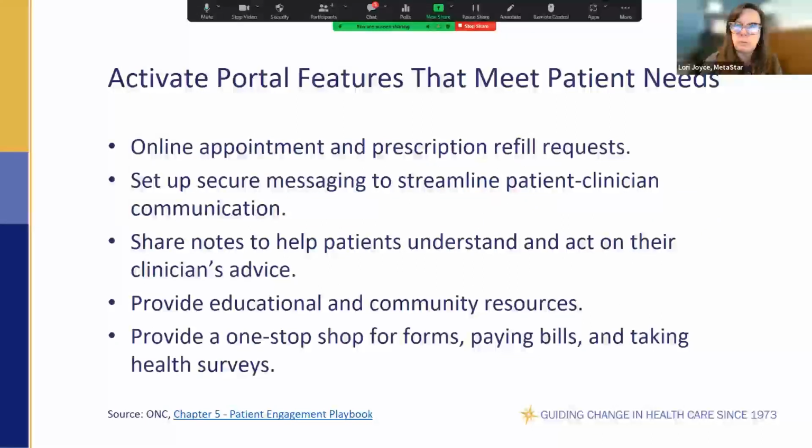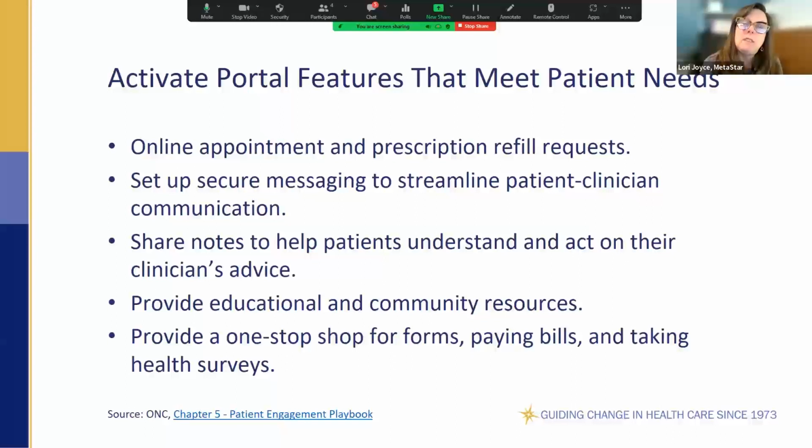And then activating those portal features, some of which I just mentioned, that really meet the patient's needs. So a couple are online appointment requests as well as prescription refill requests. I know that I've heard a lot of issues. Some clinics have gone so far as to try to allow patients to schedule certain kinds of appointments online. And I know that can be a very difficult thing to implement, but at least the ability to request an appointment so that they don't have to call in and don't have to worry about wait times and things like that.